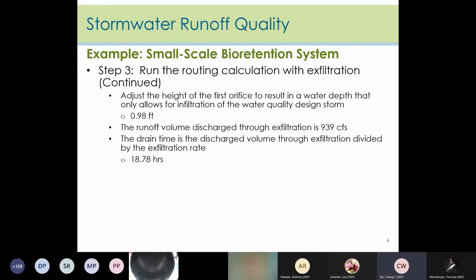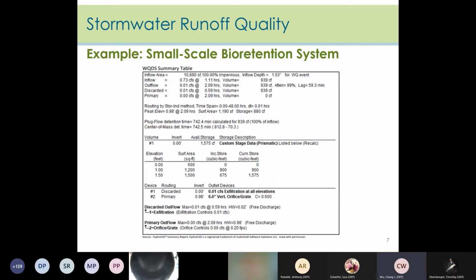And then the drain time is the discharged volume through the exfiltration divided by the exfiltration rate. That is 18.78 hours. The next slide shows a screenshot of the modeling from HydroCAD. You can see that the exfiltration rate in the calculation is the routing discard, and there's 0.01 CFS.